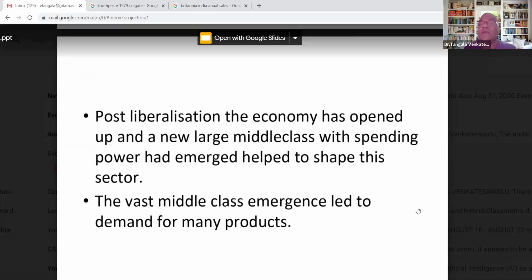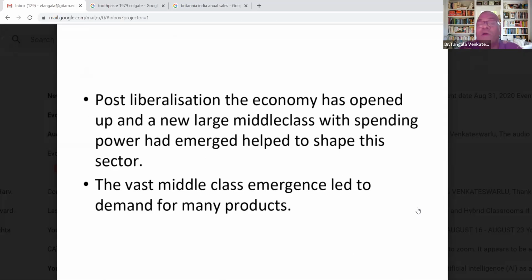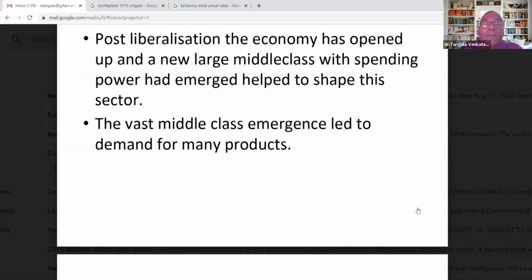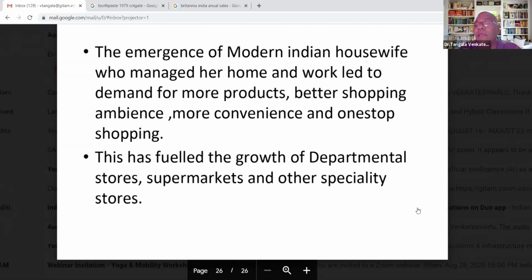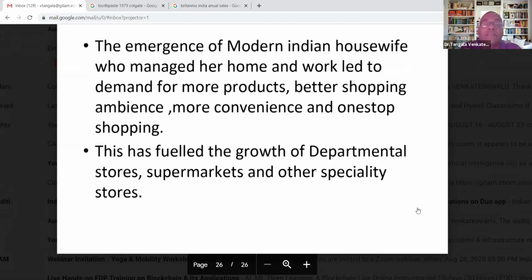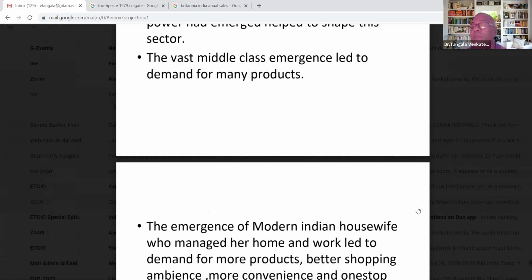You can see why these formats keep increasing with the evolution of new middle class families, with the intention to buy multiple products. Initially, only one individual in a household was working. Now the Indian housewife manages to work and take care of household activities. This has led to the growth of departmental stores, supermarkets and other specialty stores. Whatever emerging formats we are seeing took shape right in the 90s itself.